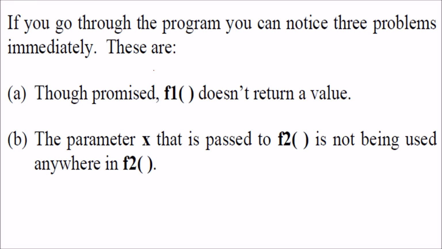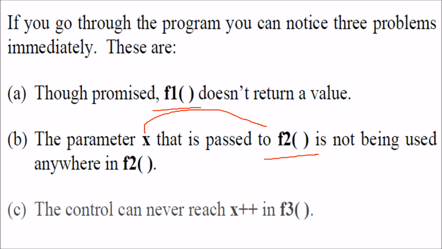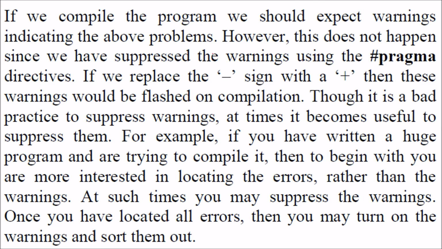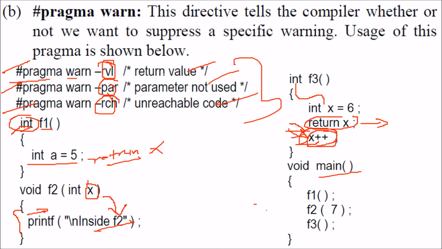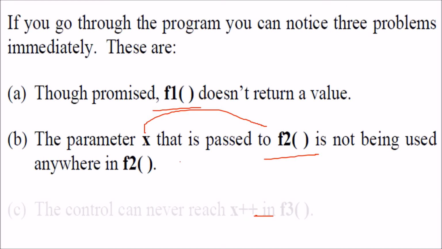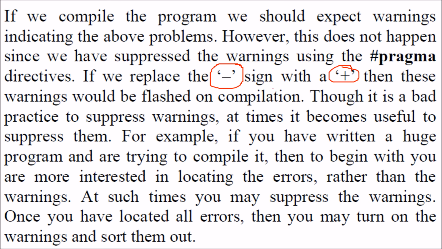I hope you got the idea: F1 doesn't return a value, x which is passed to F2 is never used, and in F3 you have x++ after the return. So you get a warning, and that warning can be suppressed. If you put plus instead of minus here, the compiler is definitely going to give you the warning for these. So that is seldom used. I am just giving you an idea what this plus does, but this is seldom used.